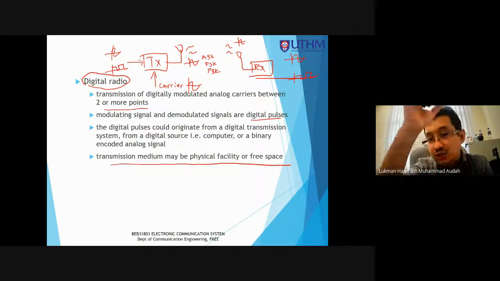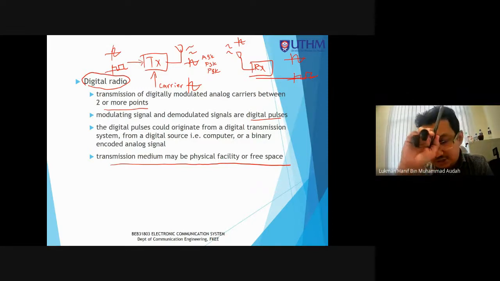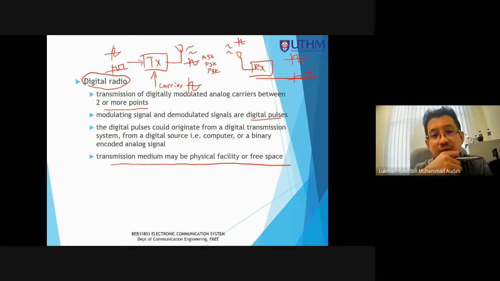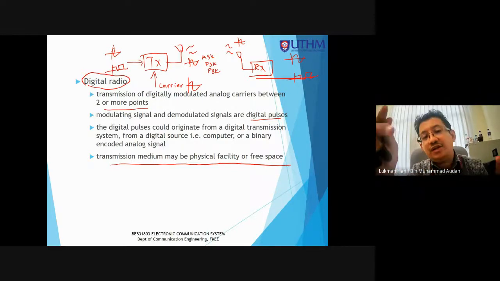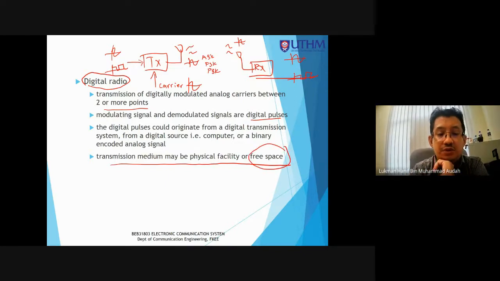Okay, so yang saya tunjuk ini adalah free space. Dia boleh hantar menggunakan specified medium daripada transmitter ke receiver. Okay, kalau nak menggunakan kabel, dia mesti kabel yang boleh untuk frekuensi yang diinginkan, mesti frekuensi yang tinggi. Okay, pada kebiasaannya kita akan menggunakan free space untuk digital radio.